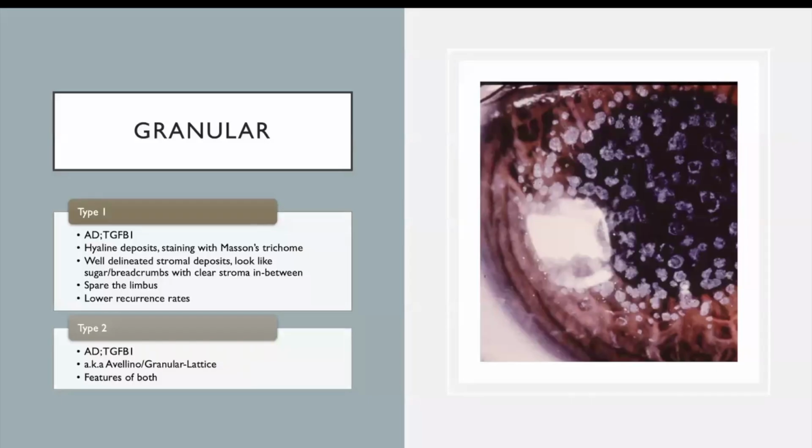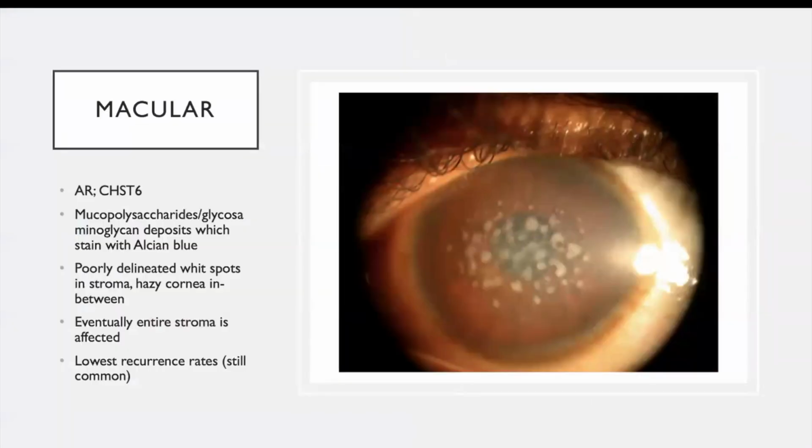And then, like I said, when you compare it to macular dystrophy, it may look very similar, but the stroma in between tends to be quite hazy. Your deposits are slightly less demarcated. And another difference here is that macular is actually autosomal recessive in its inheritance. You get these mucopolysaccharides or glycosaminoglycans, and they stain with Alcian blue.